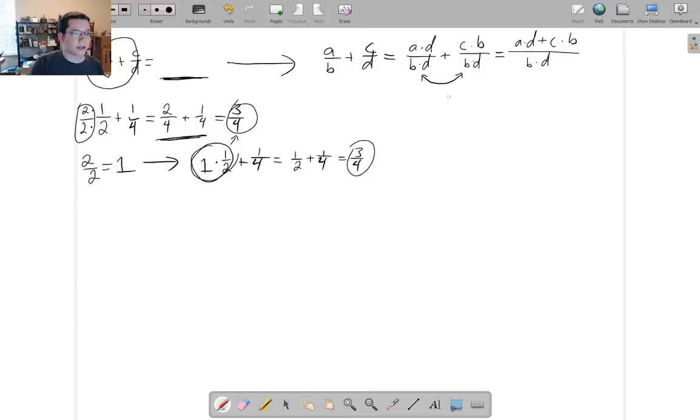So we plug in our numbers. We'll say, instead of a over b, we'll come back and check this. A over b is going to be 1 over 2. C over d is going to be 1 over 4. And then we'll test this formula.